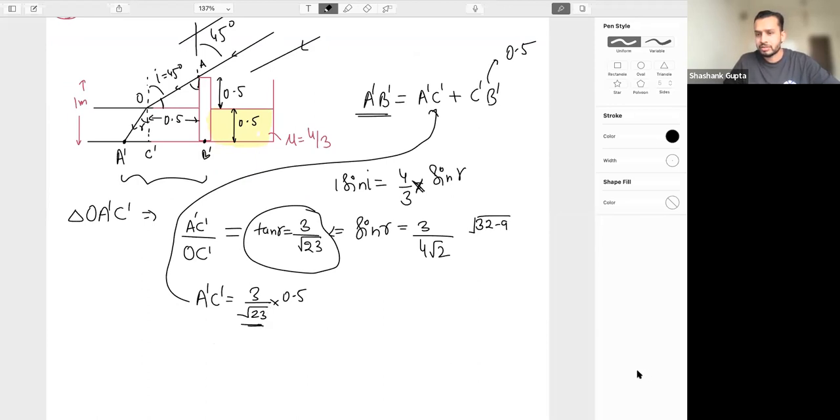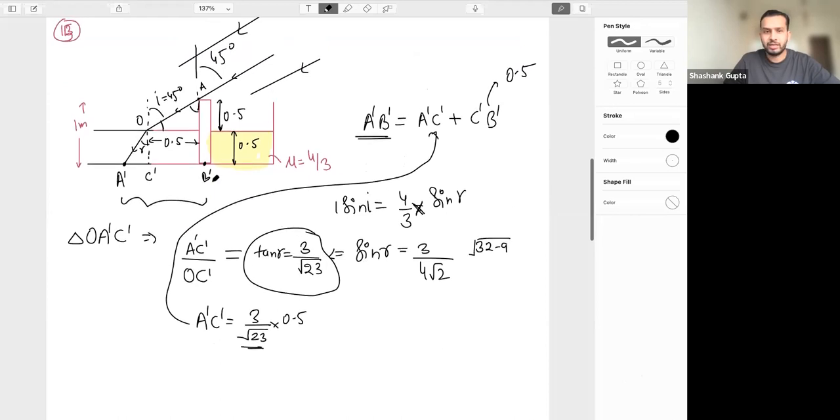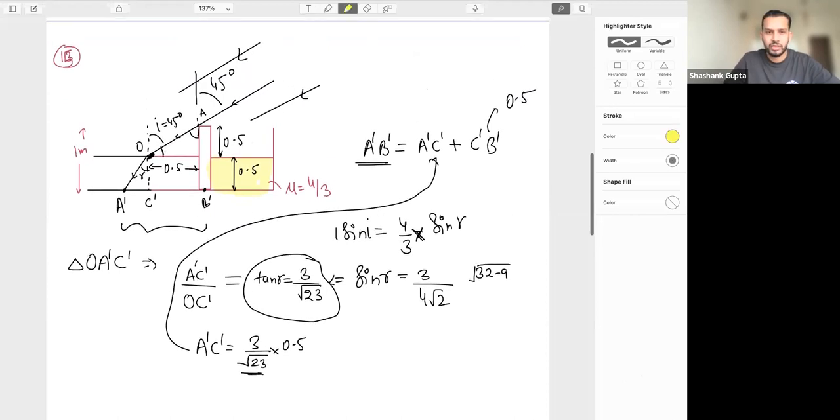Regarding the tan part, I did not understand beyond that. Beyond tan, the problem is already finished. The tan has come to me in this right angle triangle. Tan theta will be what? It is perpendicular, which is A dash C dash upon O C dash. We know O C dash, which is 0.5, given in the problem. So this has come, this has come. Put this value here and this has come. Got it? Which part have you not understood?